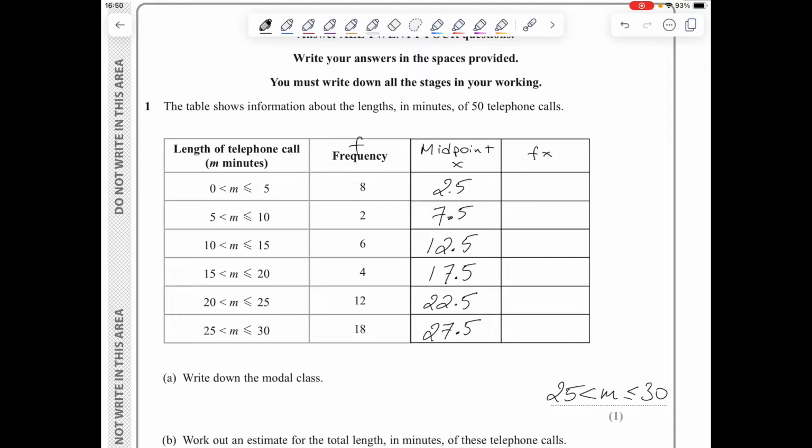As I said before, for the fx column, I'm just going to multiply the frequency, which is this column here, by the midpoint, which is this one, row by row. So for the first one, to find this number here, 8 times 2.5 will give me 20. For the second one, 2 times 7.5 will give me 15. And the other 4 numbers are 75, 70, 270, and finally 495.